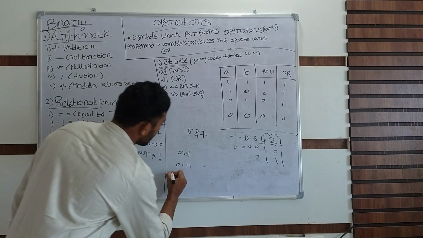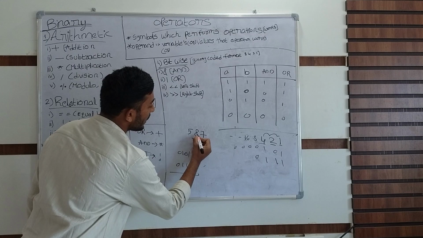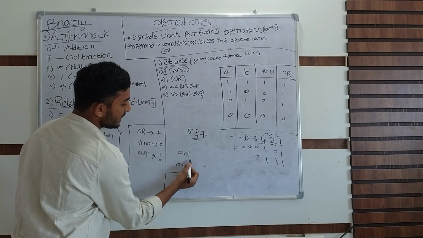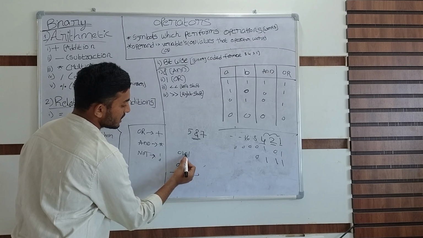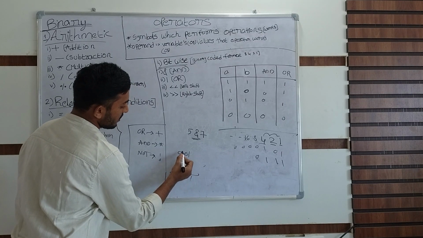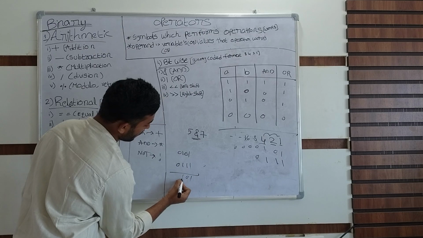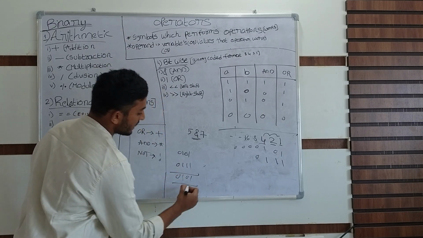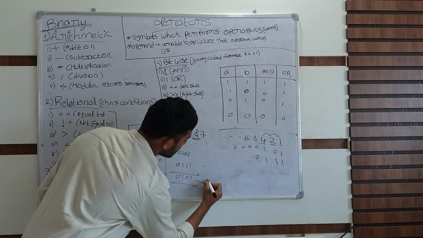Here I am using bitwise AND. That means we have to multiply 1 into 1 is 1, 0 into 1 is 0, 1 into 1 is 1, 0 into 0 is 0. We are getting this output as the result.